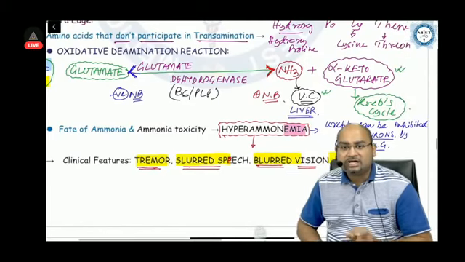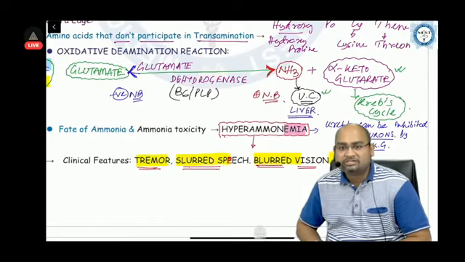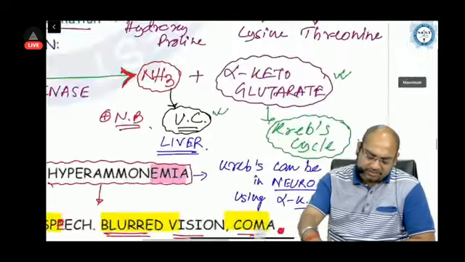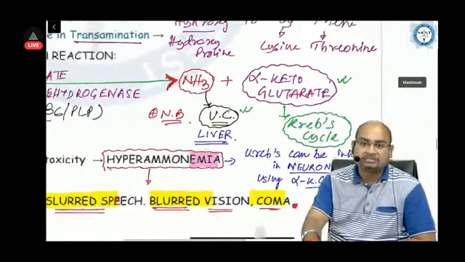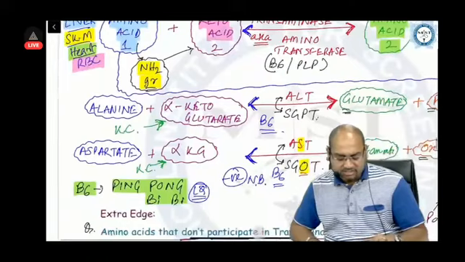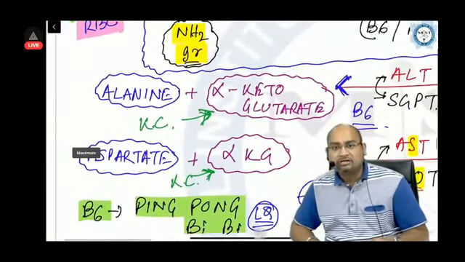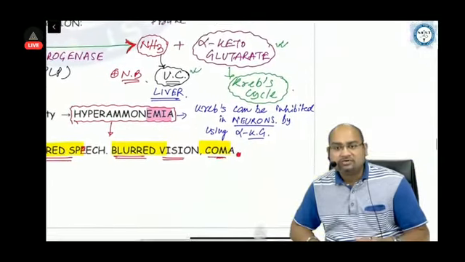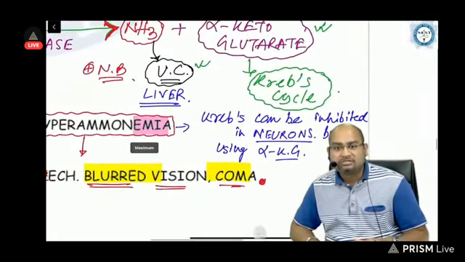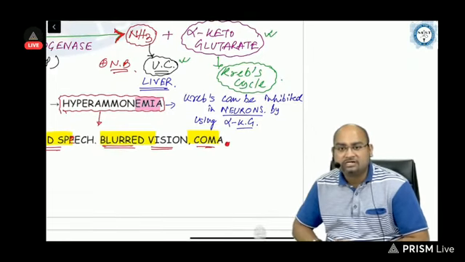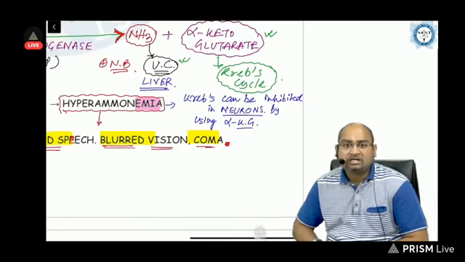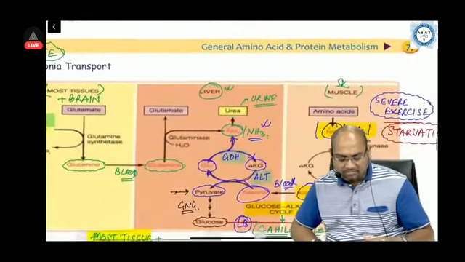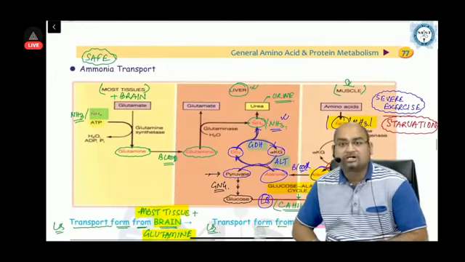Please remember, second step, glutamate releases ammonia again by the glutamate dehydrogenase reaction, the oxidative deamination reaction. And here we have ammonia, and the byproduct is alpha ketoglutarate, which will be taken back into the Krebs cycle. Because in transamination you are utilizing alpha ketoglutarate from the Krebs cycle, it is your responsibility to give it back to the Krebs cycle. The Krebs cycle can be inhibited in neurons by depletion of alpha ketoglutarate, particularly seen in hyperammonemia. To avoid this, we have a backup process called safe ammonia transport.